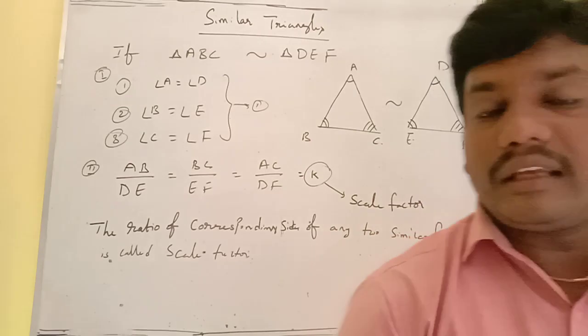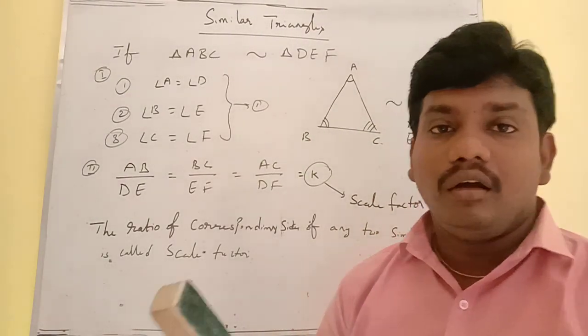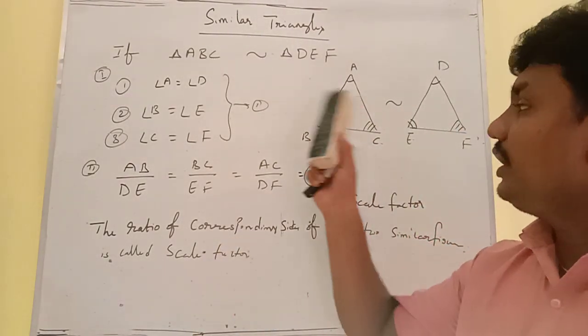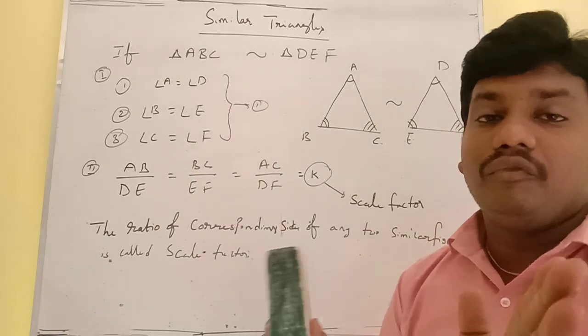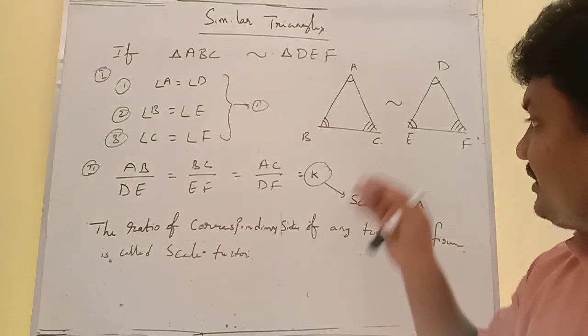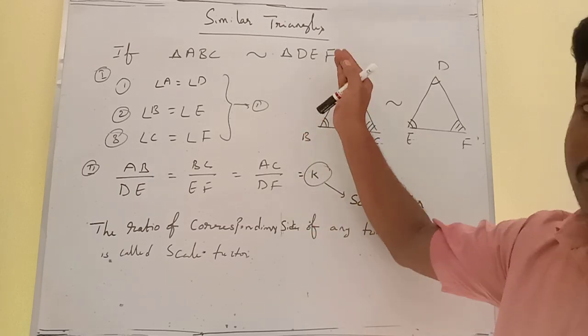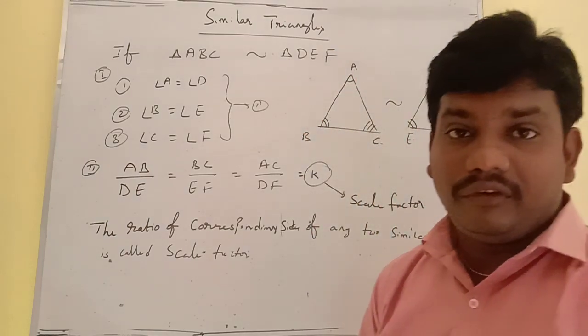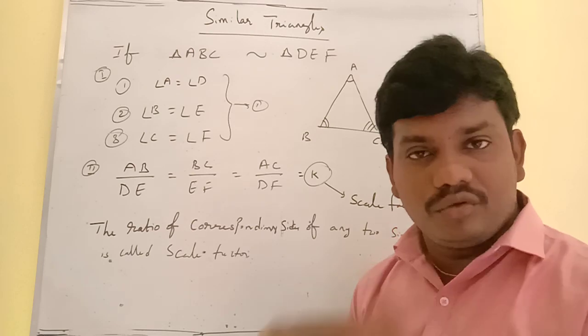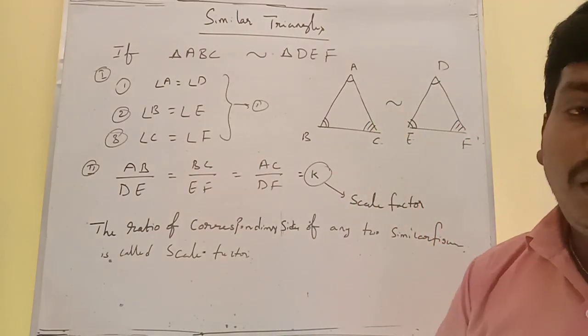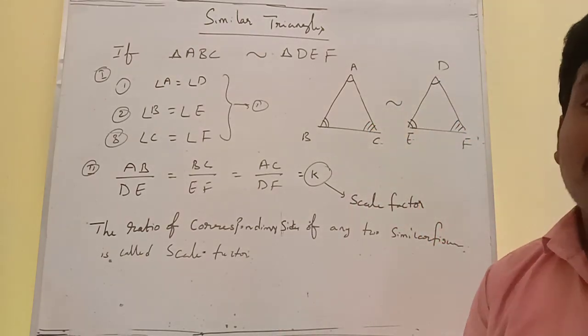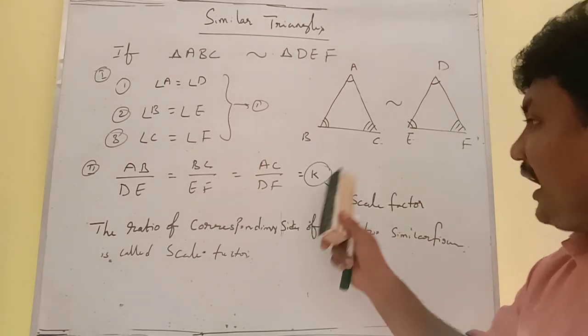By using this scale factor, we can decide whether the first triangle is an enlarged figure of the second triangle, or the first triangle is a diminished or reduced figure of the second triangle, or the first triangle is congruent to the second triangle. This will be decided by the scale factor.